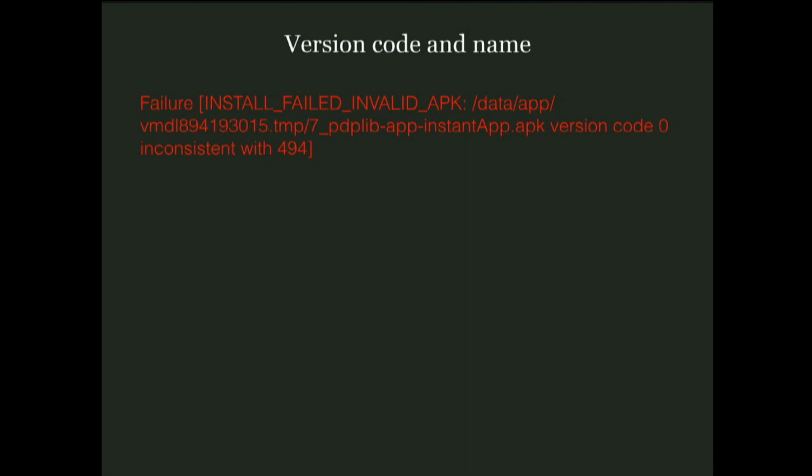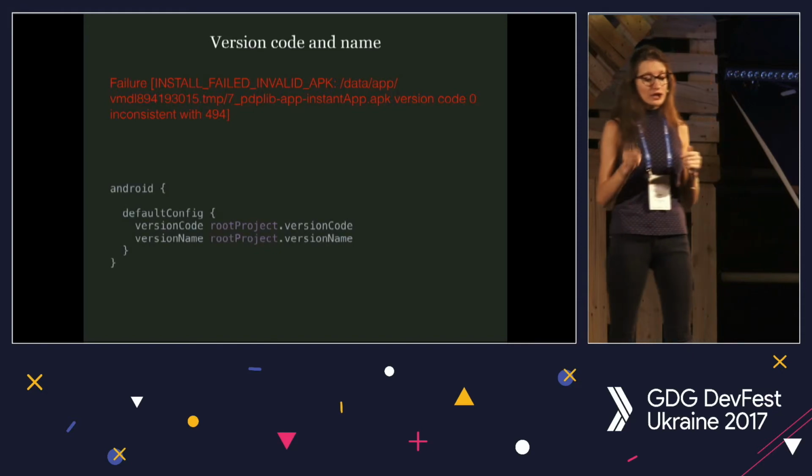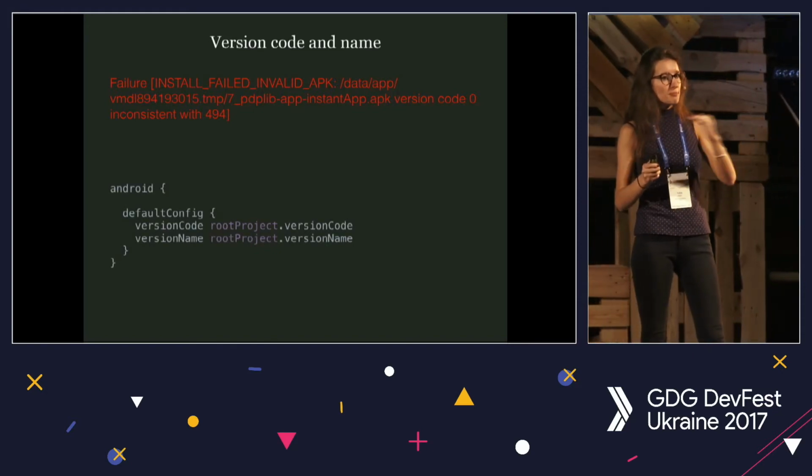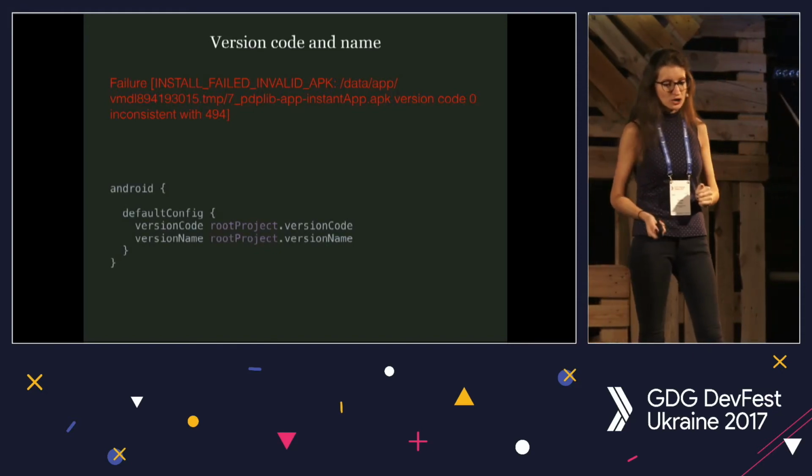The issue is that what Instant App does, although the base module is the foundation of the application, currently the version code is not being propagated from the base module into the feature modules. So please make sure that you specify manually the version code and version name in the base module and the feature modules.